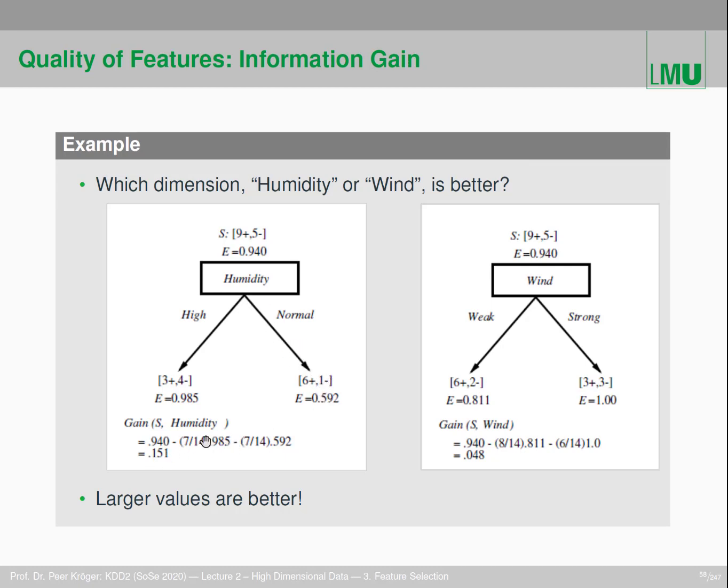And then if you compute the information gain, it's 0.15, and you can do the same thing here with wind. In this case, you get a gain of 0.048. So in that case, humidity would be a better split. So large values here are better, of course.